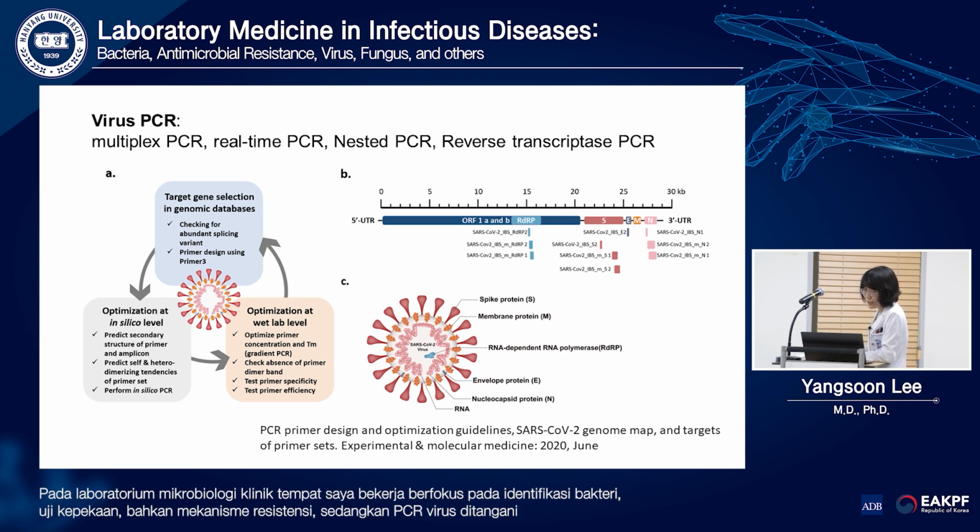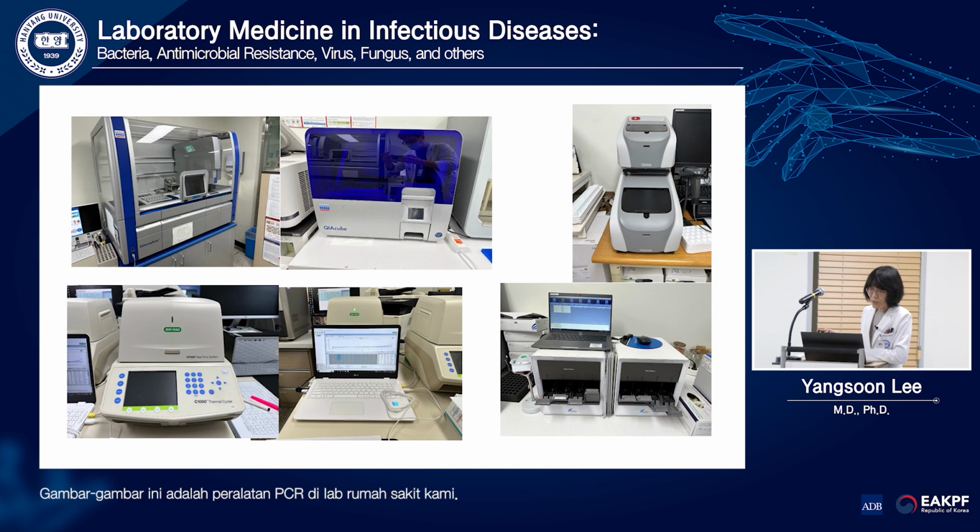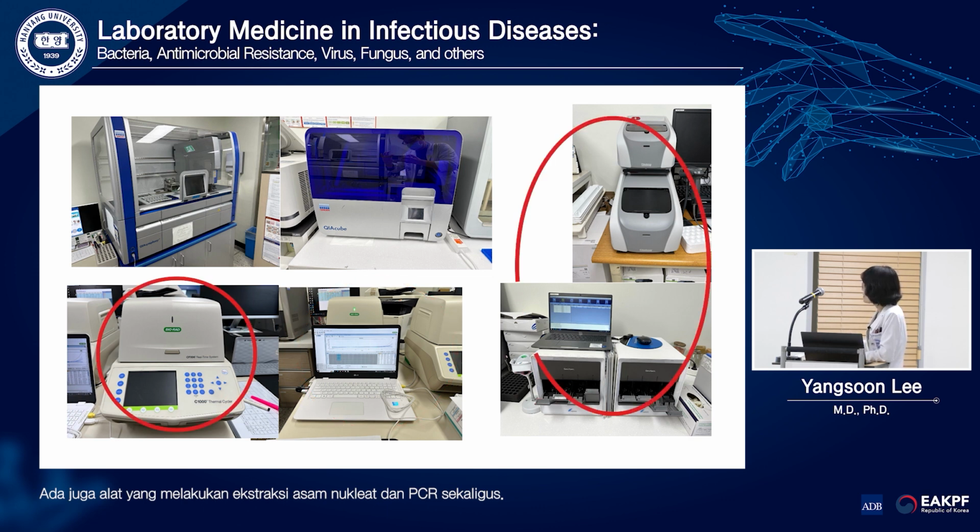In fact, the clinical microbiology lab where I worked focused on bacteria identification, susceptibility testing, and even resistance mechanisms, while viral PCR is handled in the molecular genetics laboratory, and antigenic reactions are handled in the immunology laboratory. These pictures are PCR equipment in our hospital labs and molecular genetics lab. This is nucleic acid extraction equipment. This is the real-time PCR, and it is being analyzed. There are also devices that perform the nucleic acid extraction and PCR at once, like this.